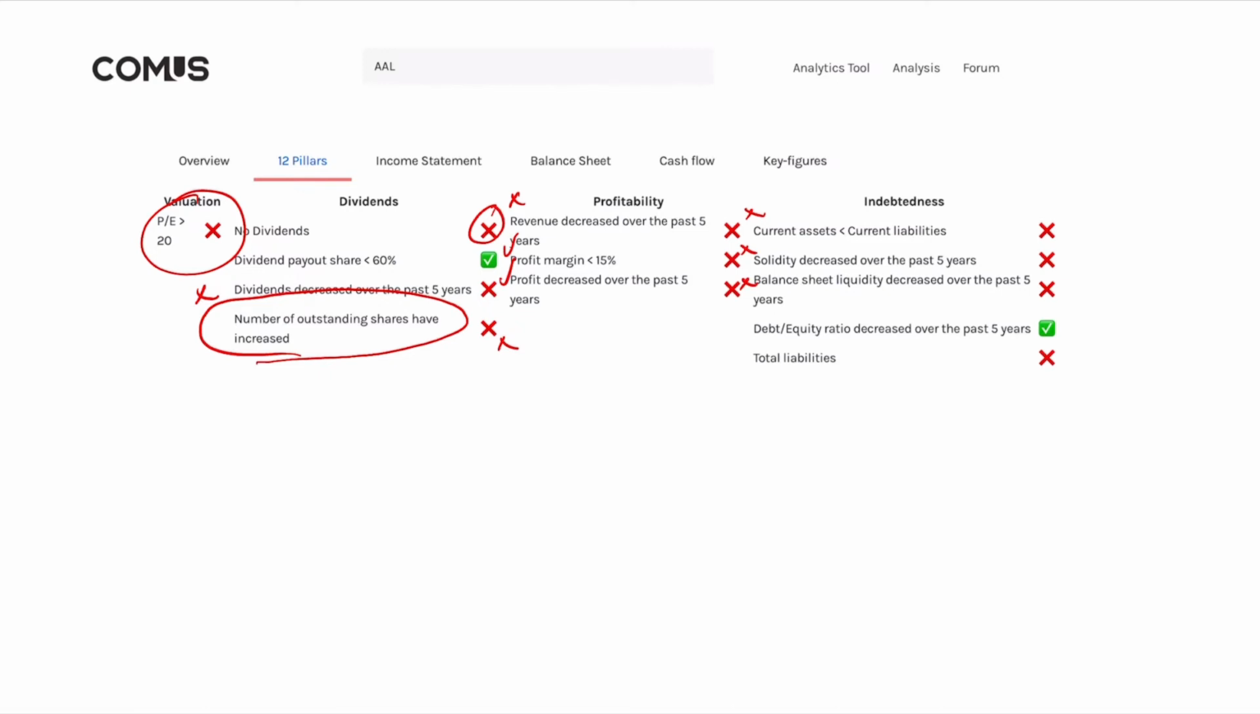Current assets lower than current liabilities, negative. Solidity decreased over the past 5 years, negative. Balance sheet liquidity decreased over the past 5 years, negative. Debt equity ratio decreased over the past 5 years, that is positive.